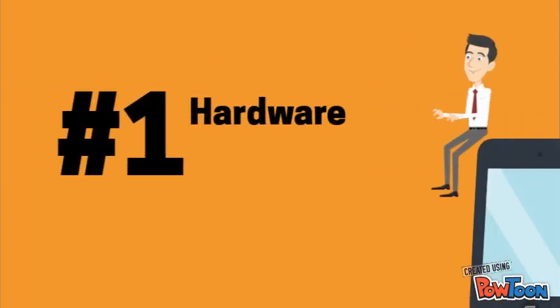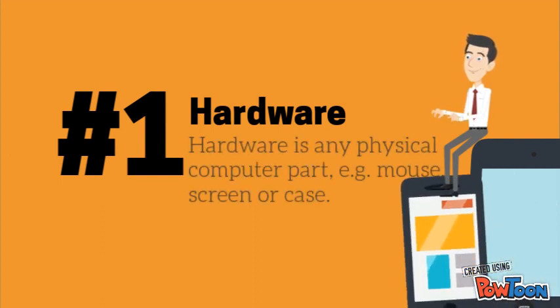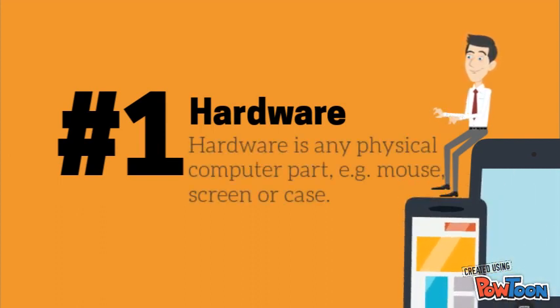Number 1, hardware. Hardware is any physical computer part, for example the mouse, screen, or case. Hardware by itself is just a tool that creates physical outputs. For example, the screen outputs different colors in each pixel, but without software, most hardware is inherently useless.